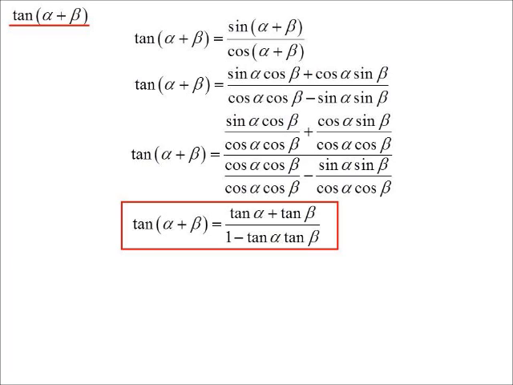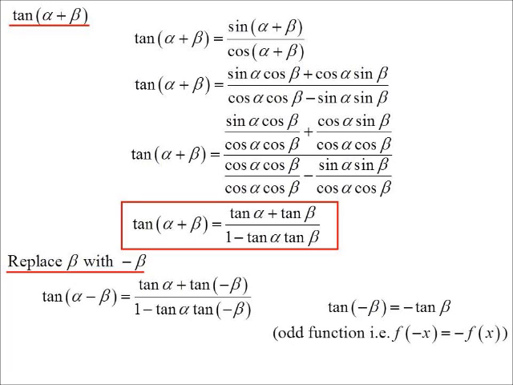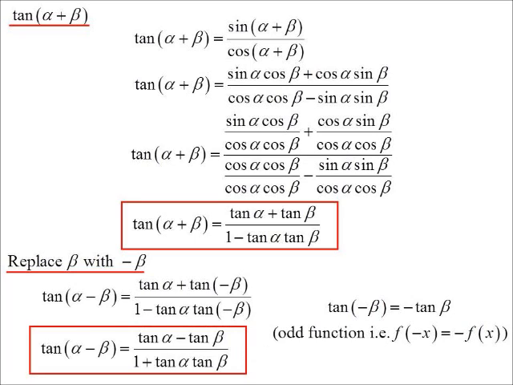Well, you know what I'm going to do now, because we've got to complete the set. We're going to replace beta with minus beta. And all we've got to do is work out, tan, odd or even? Odd. So the tan of minus beta is minus the tan of beta. Have a look at this one. Basically on top it stays the same, the bottom it changes.